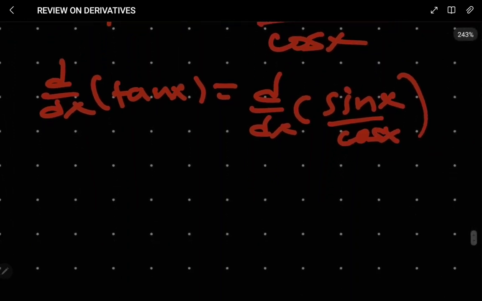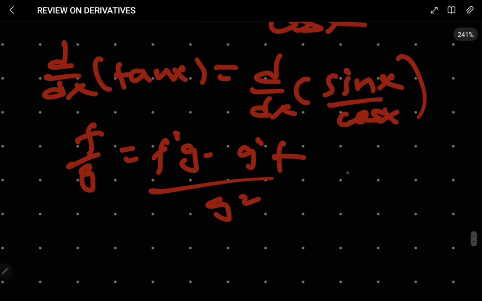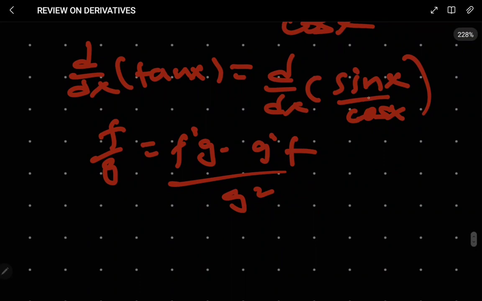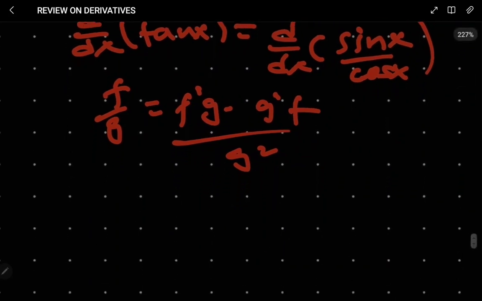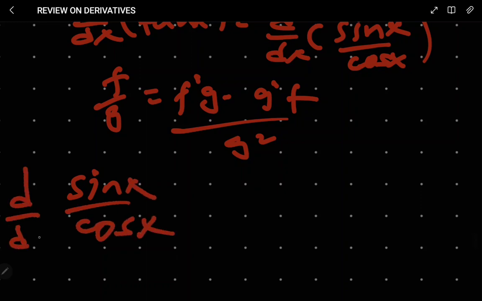Now what is the formula for this? If you have f over g, the derivative is f derivative times g minus g derivative times f, over g squared. So what is the derivative of sine? Let's do it like this. You have sine x over cos x and you are looking for the derivative of this.